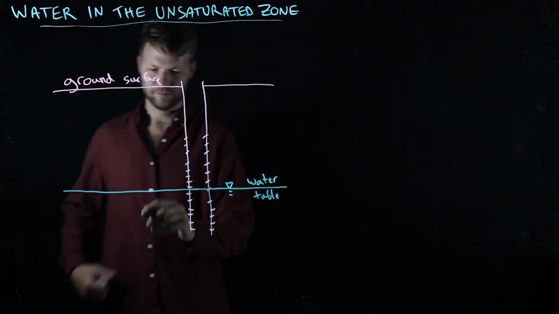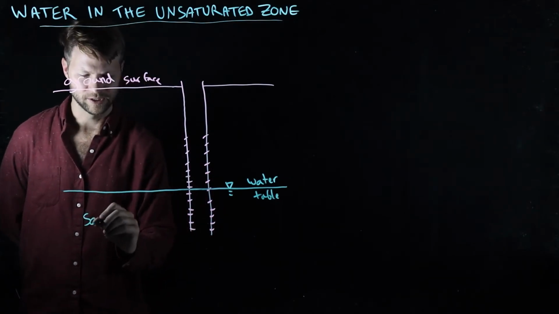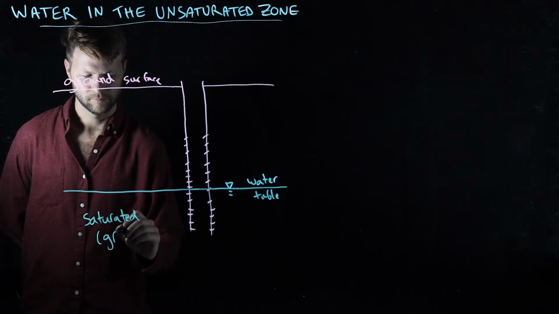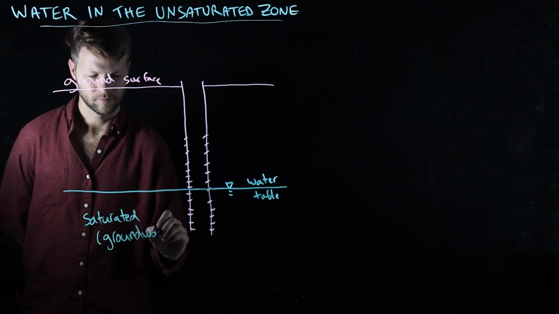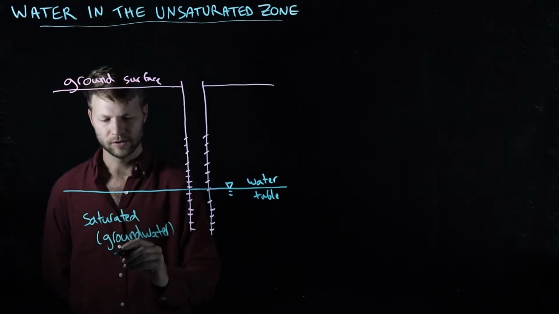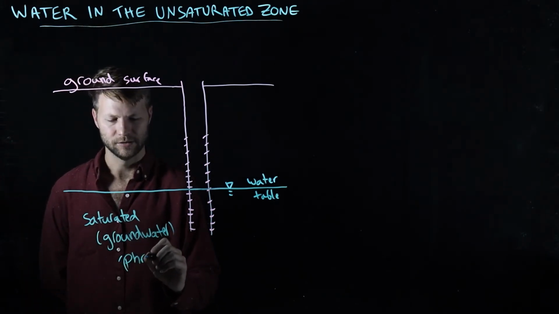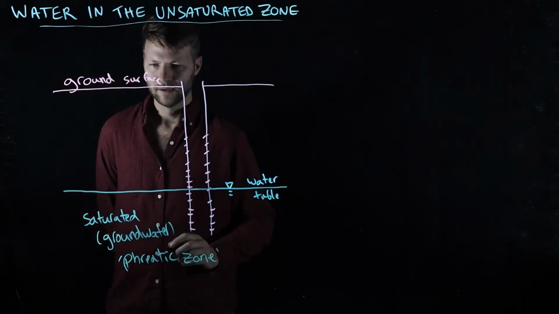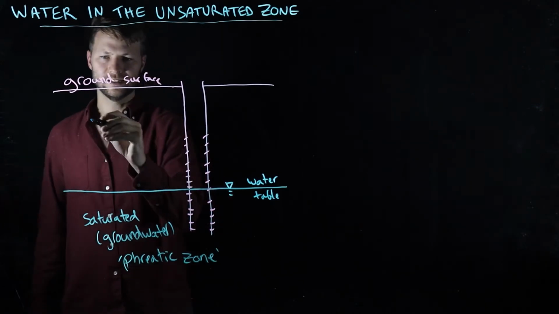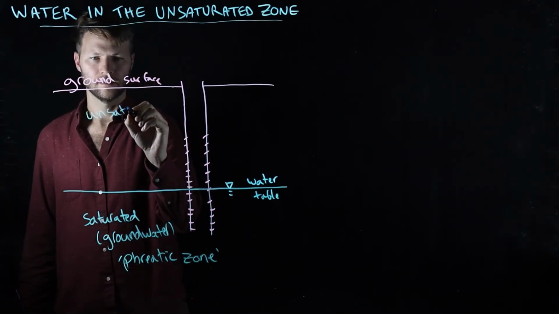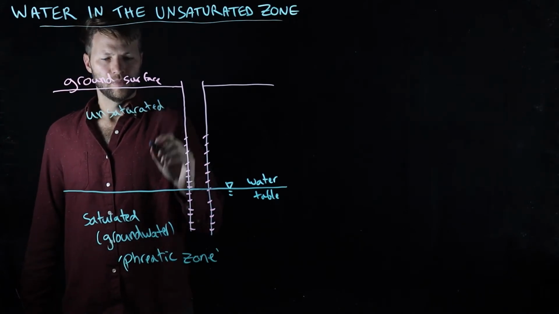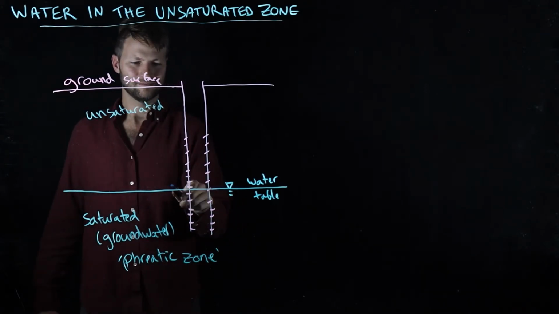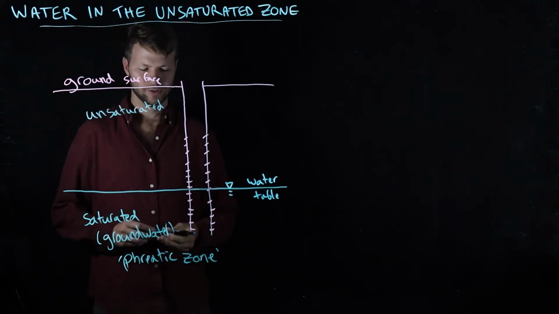And we know that below the water table, it's saturated. You have groundwater. This is also sometimes called the phreatic zone. And somewhere up here, it's unsaturated. But it turns out that the distinction between the saturated and the unsaturated zone does not really perfectly align with the water table in most circumstances.